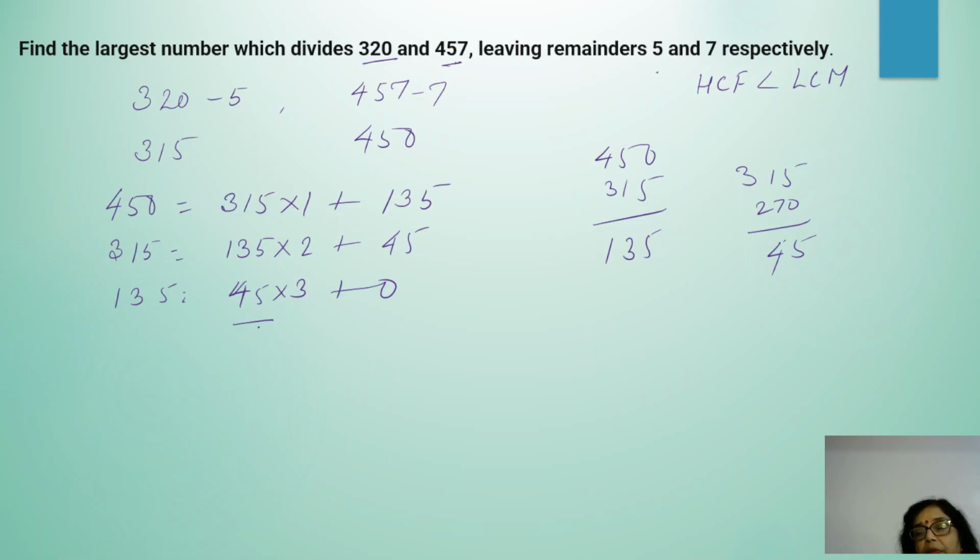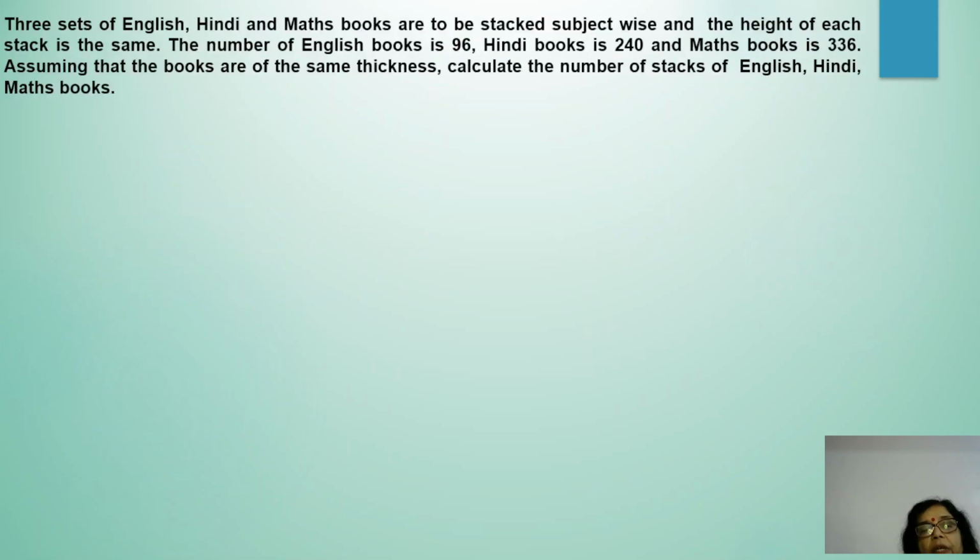Now we have another word problem based on HCF. We are given here 3 sets of English, Hindi and Maths books are to be stacked subject wise, and the height of each stack is the same. The number of English books is 96, the Hindi books is 240 and the Maths books is 336. Books are of the same thickness. This is important. Calculate the number of stacks of English, Hindi and Maths books.